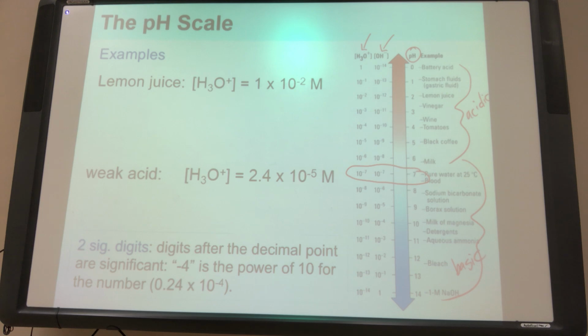The lower than 7 it is, the stronger the acid. So like battery acid, that's really strong, whereas coffee is acidic, but it's not that strong. The higher than 7, so sodium hydroxide or bleach are strong bases, but some of these like detergents or even your blood, technically, is a little bit over. Those things are basic. All right, so let's do some practice.